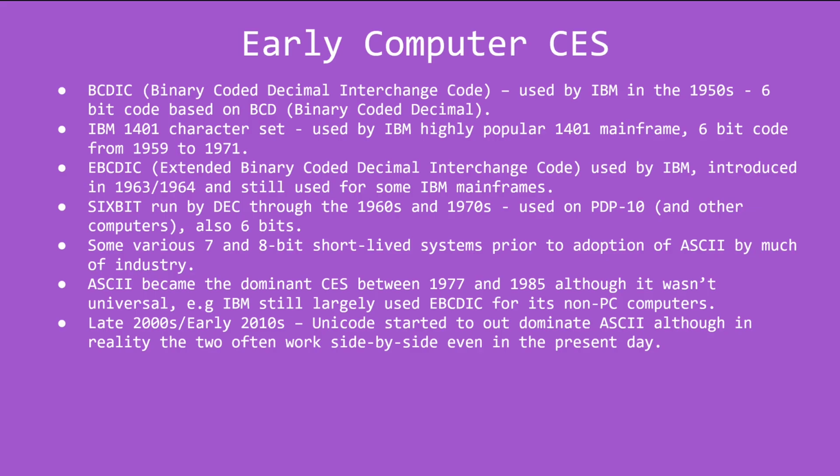By somewhere between 77 and 85, it became the dominant standard, but as I said, it was hardly universal. IBM was still using their own standards for their non-PC machines. By the late 2000s, early 2010s, Unicode had basically out-dominated ASCII, although in reality, those two often work side by side, especially with computers for a North American market, actually probably everywhere at that point. Why that's the case, I'll explain.